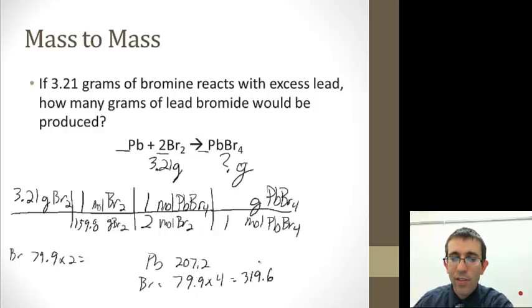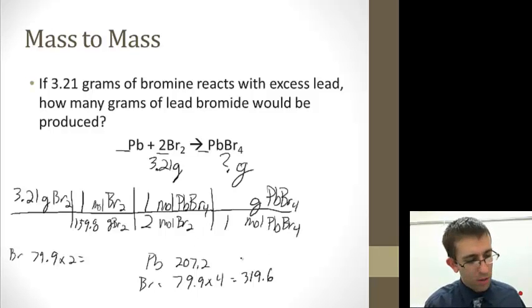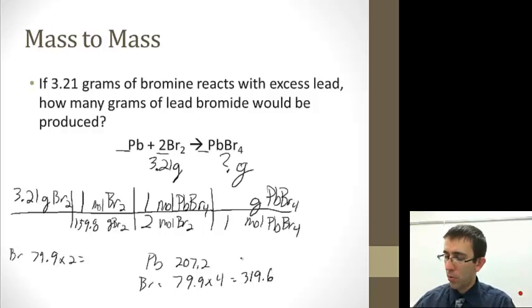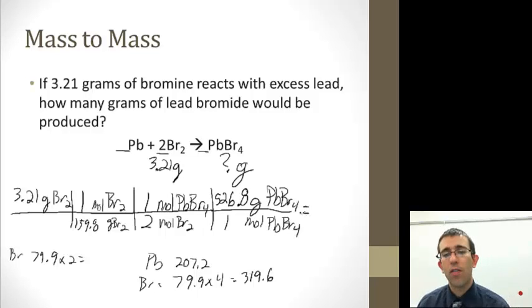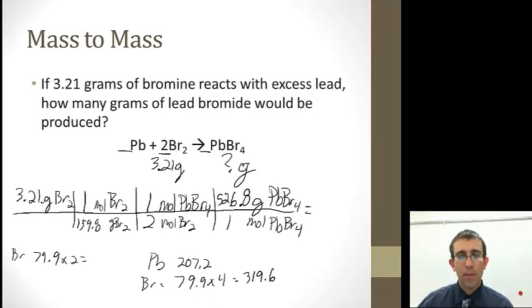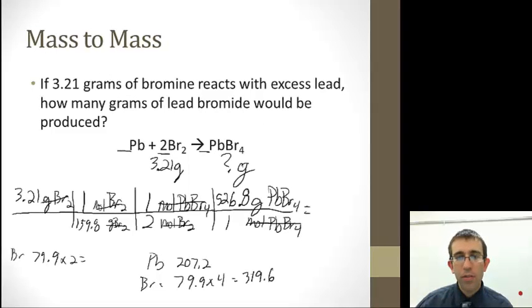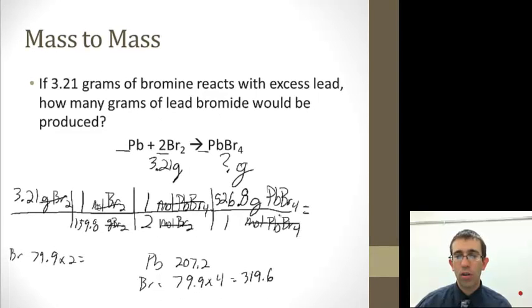And we're going to add these 2 up. So add our 207.2 to our 319.6, and you are going to get 526.8 grams of PbBr4. Watch what happens. Grams Br2 goes away. Moles of Br2 goes away. Moles of PbBr4 goes away. What are we left with? Grams of lead bromide. How many grams of lead bromide? That's what it asked for.